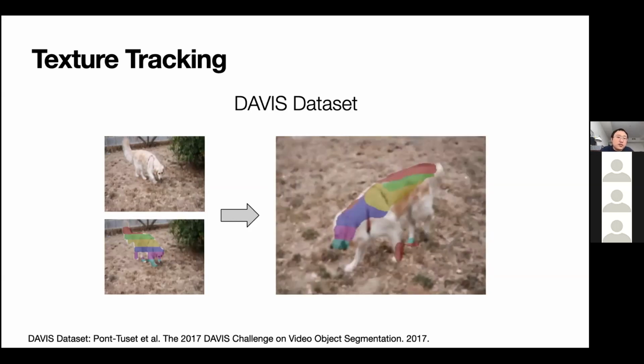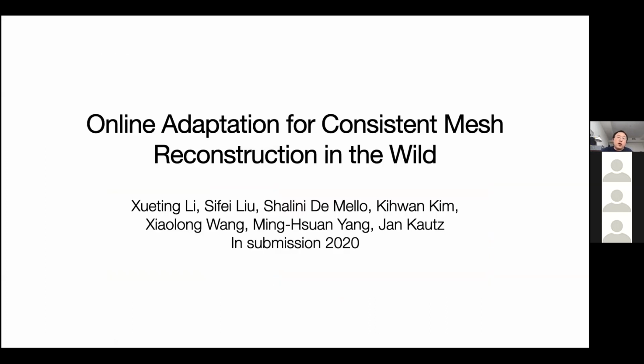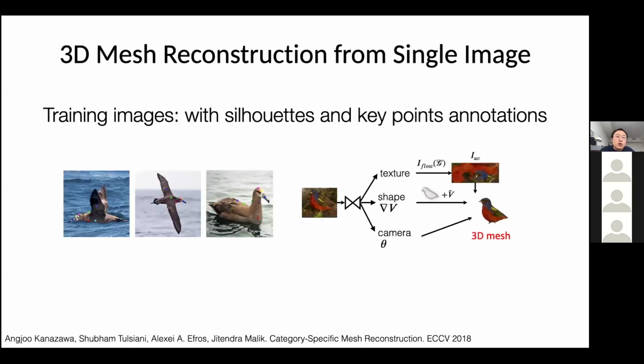In this following work, I want to talk about how we can use this kind of correspondence in time to help us perform online adaptation for consistent mesh reconstruction in the wild. In this work, our goal is to perform 3D reconstruction of non-rigid objects in the wild in a lecture video. For example, reconstructing the 3D mesh of a flying bird.